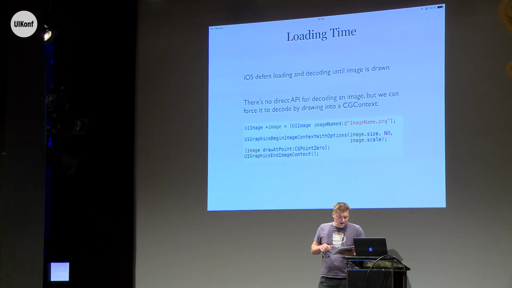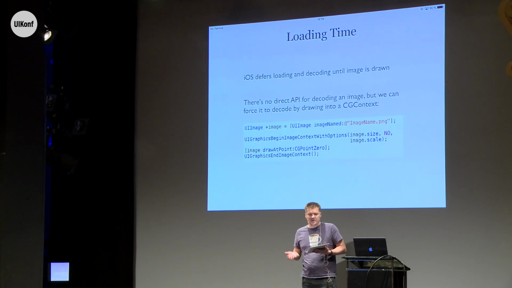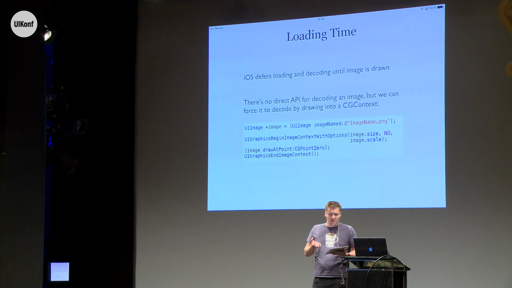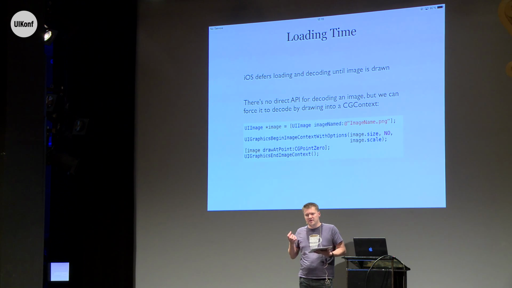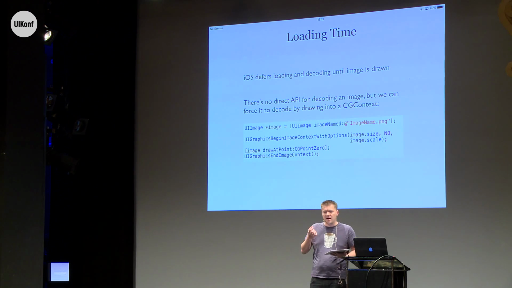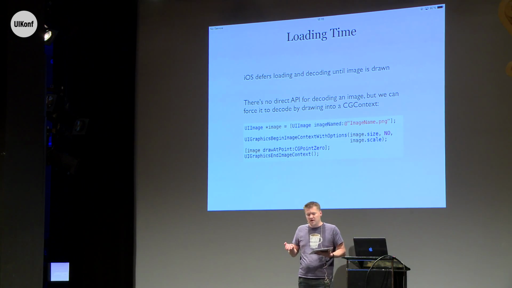So let's look at loading time. When iOS loads an image, it defers loading and decoding until the image is drawn. So when you init an image, it's not loading the data, and it's not decoding it. Typically it will be loading a memory mapped data file. So everything stays on disk until it's ready to be drawn. There's no direct API available for actually decoding the image, but you can force it to decode by drawing it. So if you draw it into a CG context, that will force the image to decode.